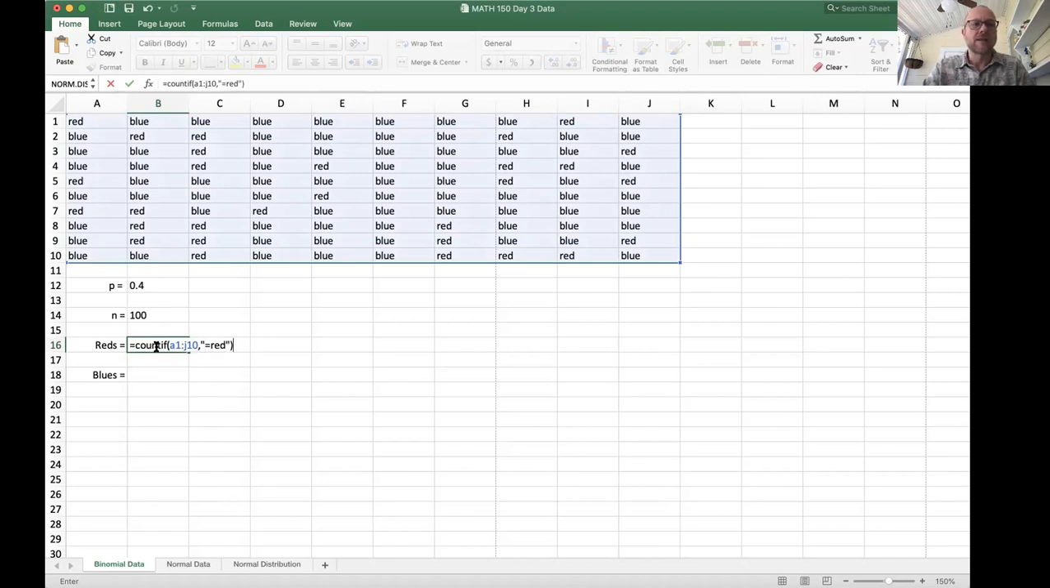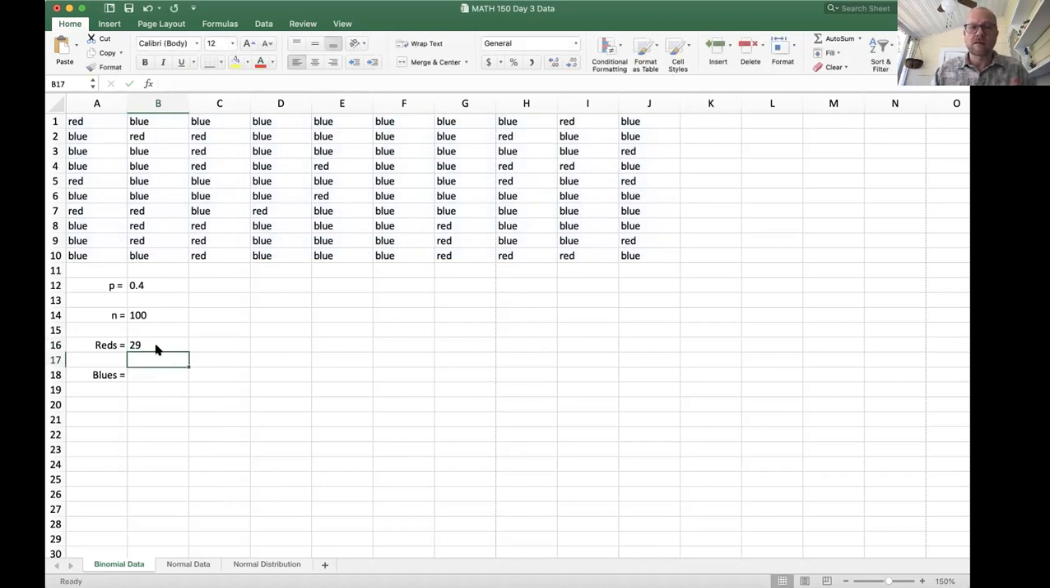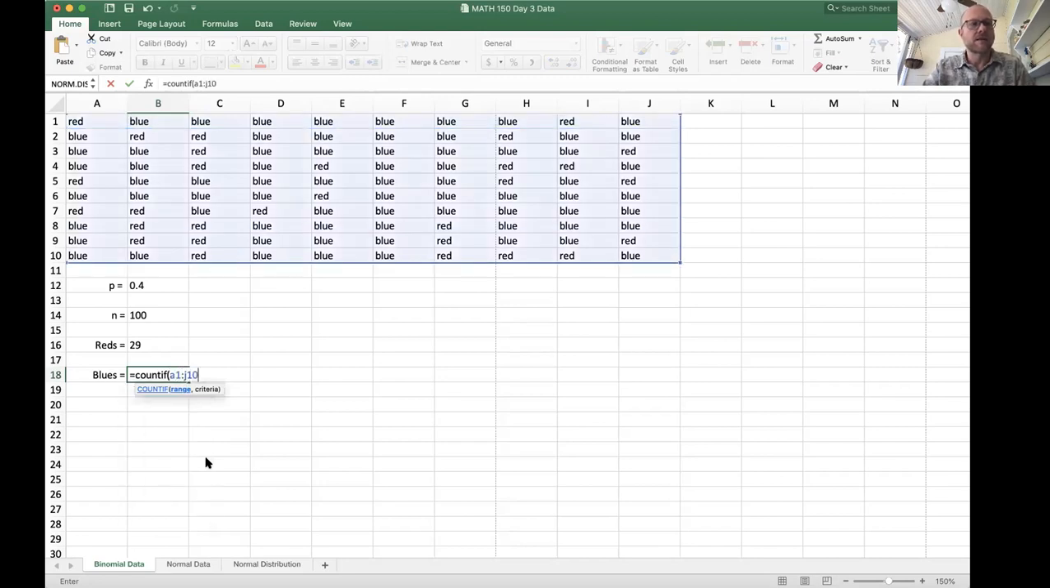and we'll have red. You know, I don't know the answer to something. If I said capital RED, I wonder if this is case sensitive. Turns out it's not. Huh. Okay. So there are 29 of them that are red, and so you could guess the number that'll be blue, but I'm going to go ahead and tell it to do it again. A1 to J10 and equals blue.